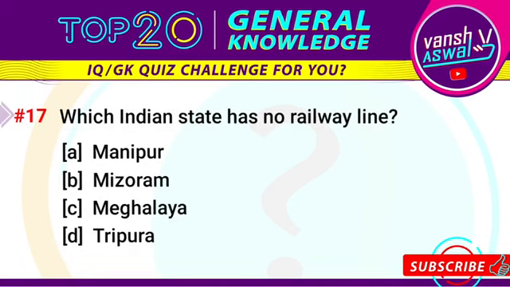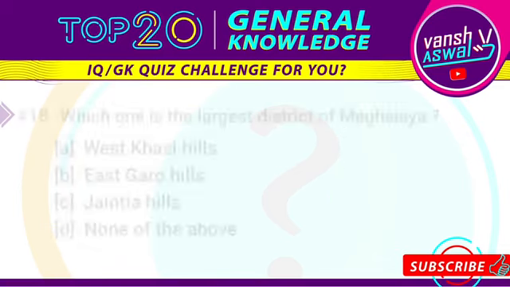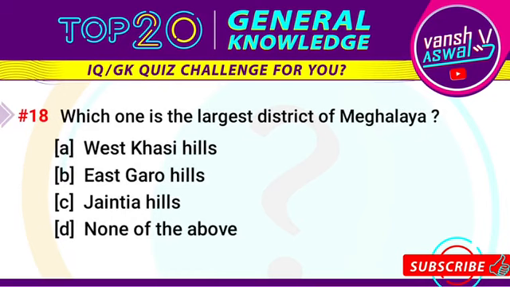Question number 17. Which Indian state has no railway line? Right answer is Meghalaya. Question number 18. Which one is the largest district of Meghalaya? And the right answer is West Khasi Hills.